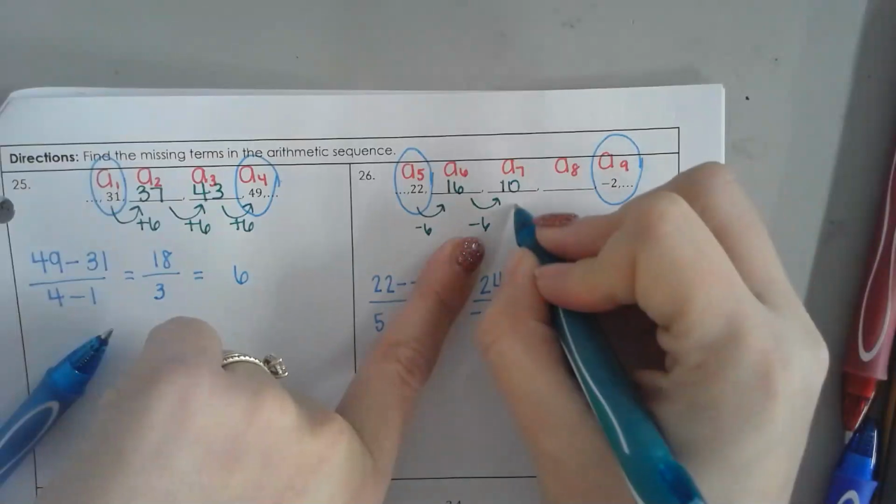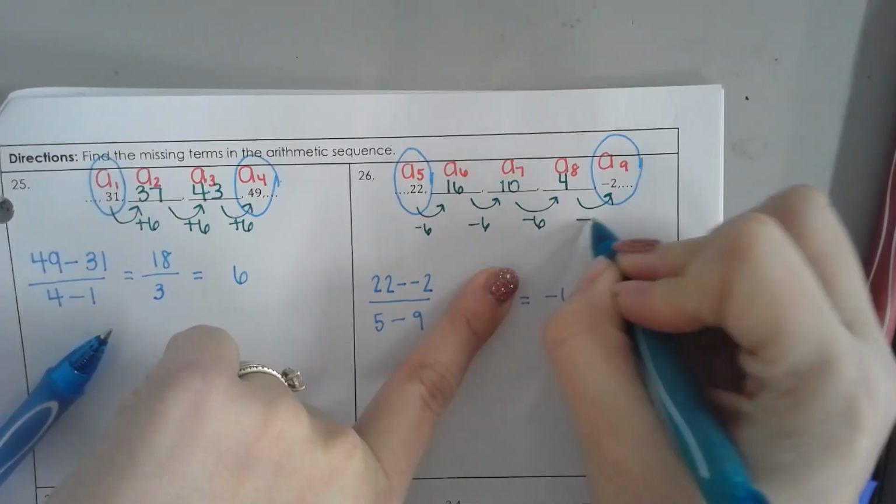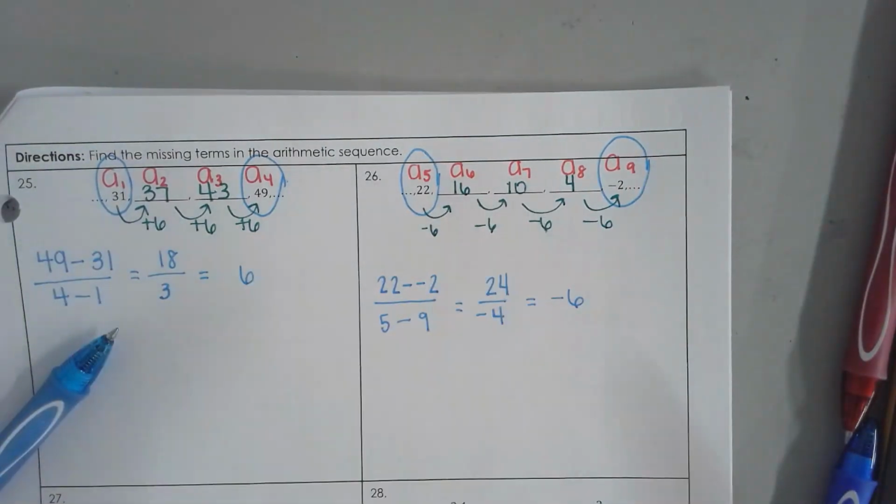Minus 6, 4. And double check. If you have a question like this, make sure that when you subtract 6 one more time, you do end up at negative 2. And you do.